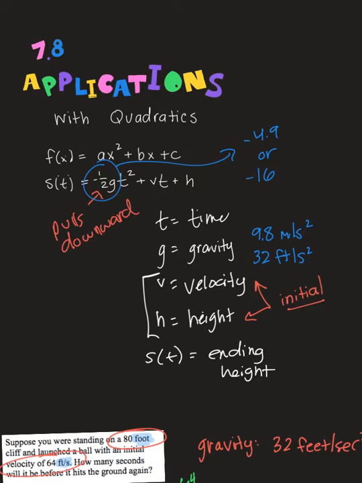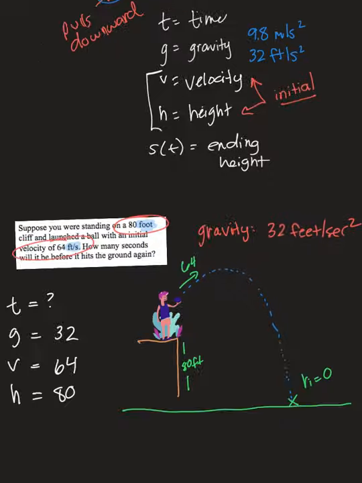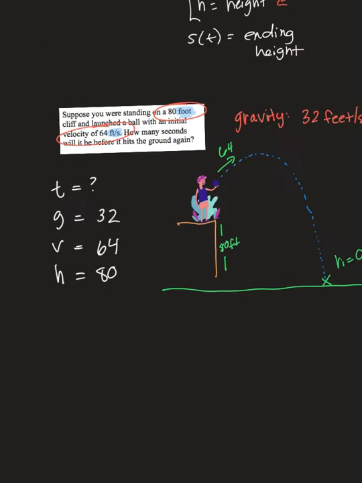Okay, so add that back into your notes. S of t is our ending height. So looking here, when the ball is thrown and hits the ground, what's our ending height? It's at 0. So our S of t is 0. So now we just go and write out our quadratic.